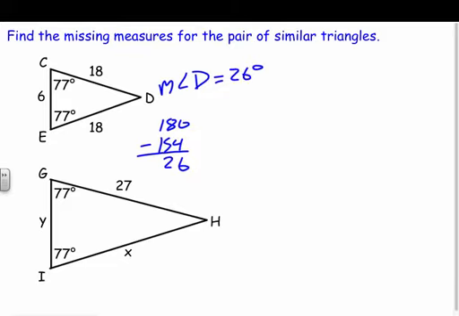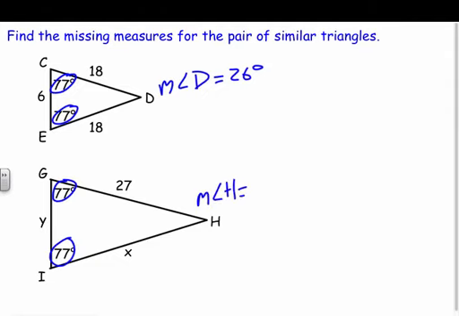That's 26 degrees. And it said that they're similar, so I know that corresponding angles are congruent. Well, they already matched up. These matched up. So I know that the measure of angle H also has to be 77 degrees. Or 26 degrees, my fault. Got talking too fast. 26 degrees. Because these two guys correspond, these two angles, H and D. Okay?